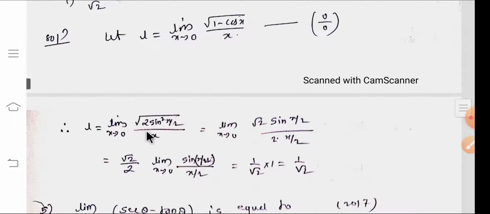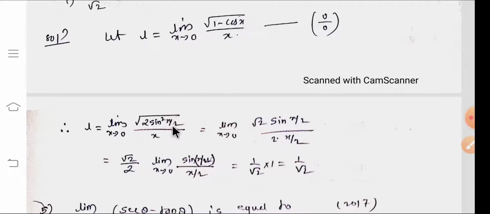So therefore, we have to use here a standard formula. Let L equal limit of x tends to 0, root of (1 minus cos x) by x. 1 minus cos x is equal to 2 sin square x by 2, because we know that cos 2x is equal to 1 minus 2 sin square x, which is the formula. So 1 minus cos x comes 2 sin square x by 2. Therefore the square and root get cancelled. So limit of x tends to 0, root 2 times sin x by 2, upon x.